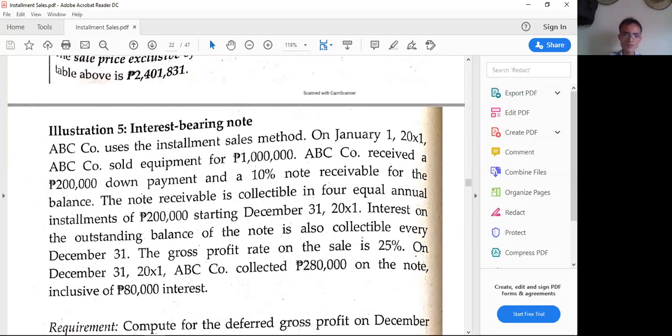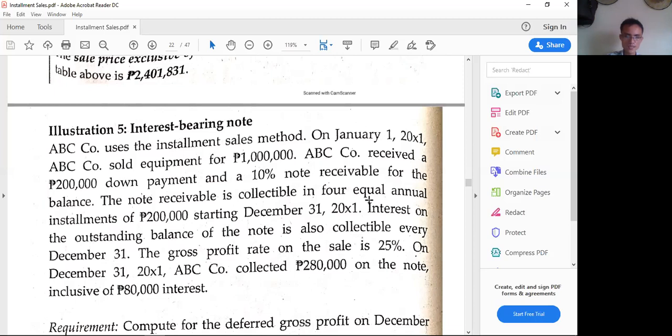So you have here ABC company uses installment sales method. Okay, so yeah, that's the business model, selling equipment in installment sales. We allow this normally in business because the price is huge and not everyone can afford to have it in cash. Okay, so 200,000 down payment and 10% note receivable for the balance.